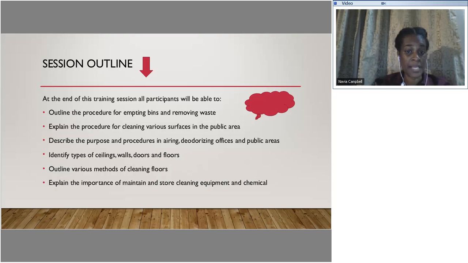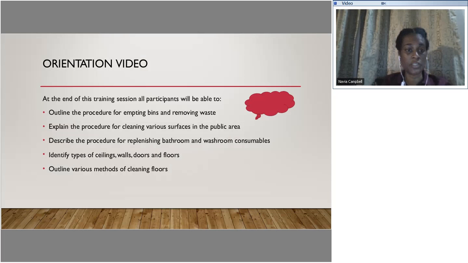Additionally, you should be able to outline the procedure for emptying bins and removing waste, explain the procedure for cleaning various surfaces in the public area, describe the procedure for replenishing bathroom and washing containers, identify types of ceilings, walls, doors, and floors, outline various methods of cleaning floors, and last but not least, explain the importance of maintaining and storing clean equipment and chemicals.